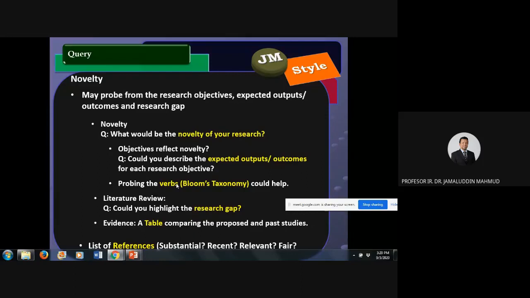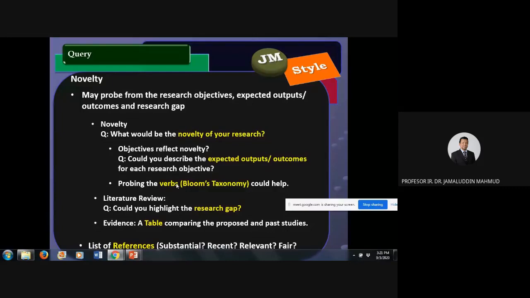And you can ask them, from each research objective, what will be the expected output or outcome? For example, the first one, the candidate will say they want to produce a new model or establish a new model. So what you expect is a mathematical model. It's a new theory. If they say they are going to fabricate or formulate a new chemical formulation, from there you can probe what the outcome is.